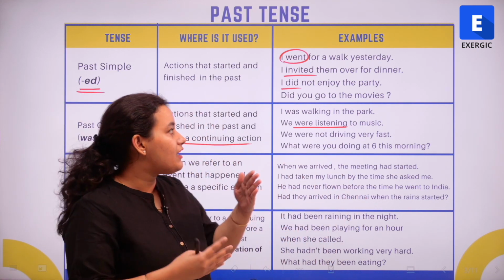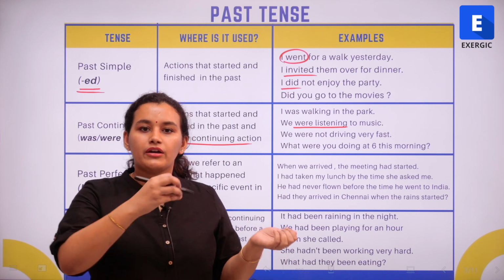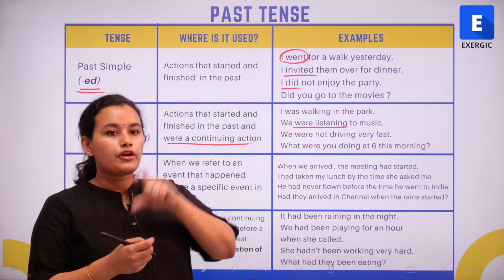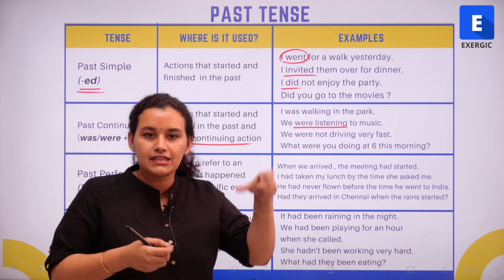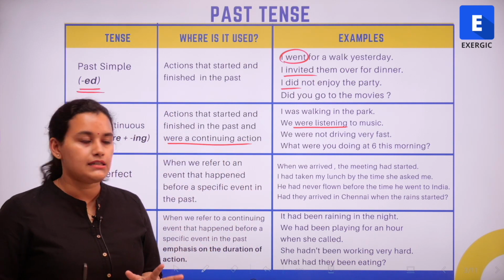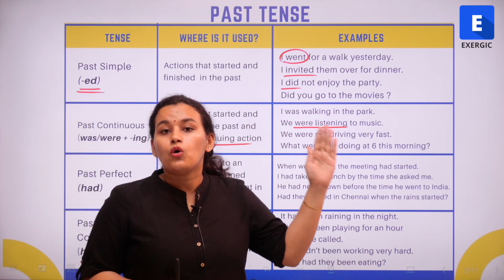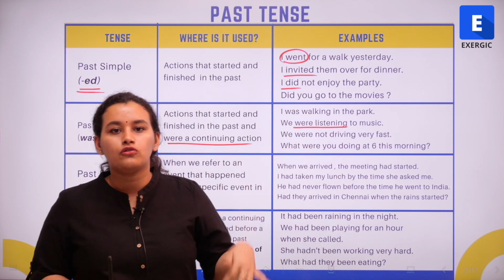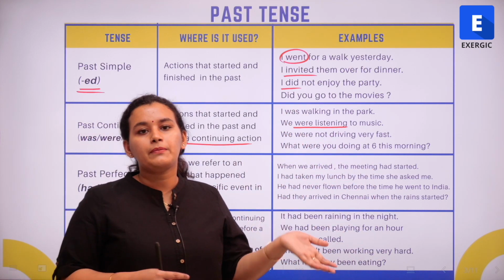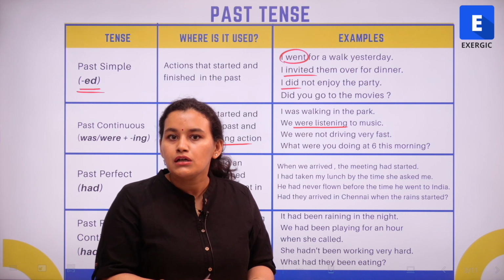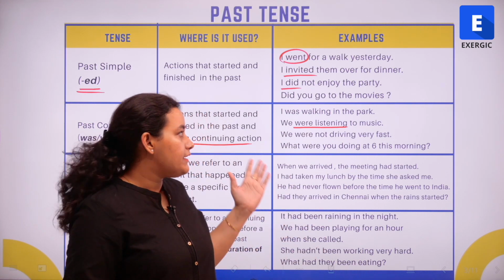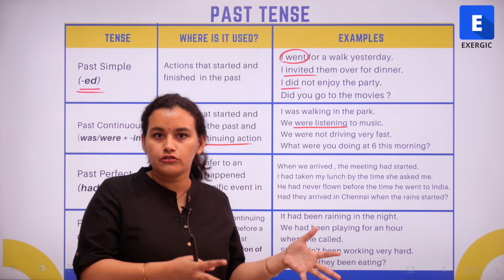So generally we are probably talking to someone, or we are writing something down, and we are talking about two events one after the other. That's when we generally use the past continuous. So for example, I was walking in the park when my phone rang, or I was walking in the park when I came across a friend of mine. Similarly, we were listening to music when our phone rang.